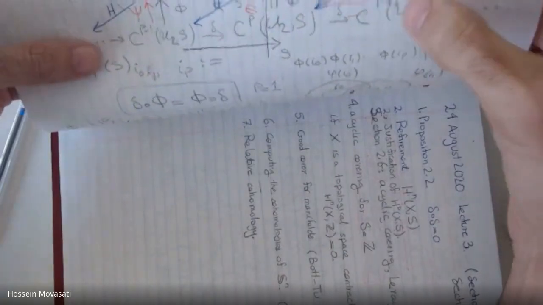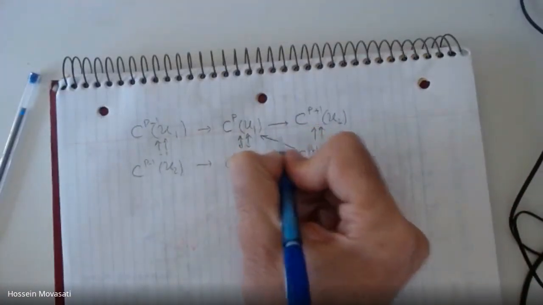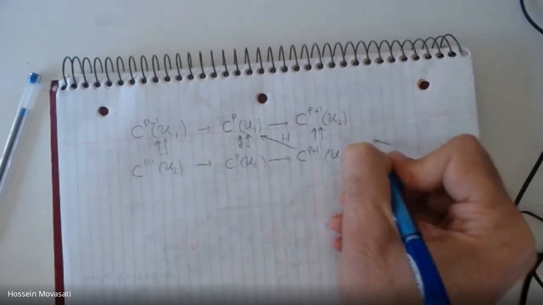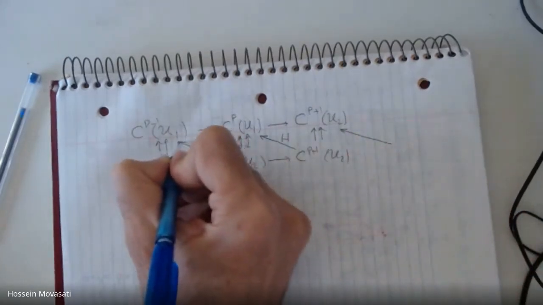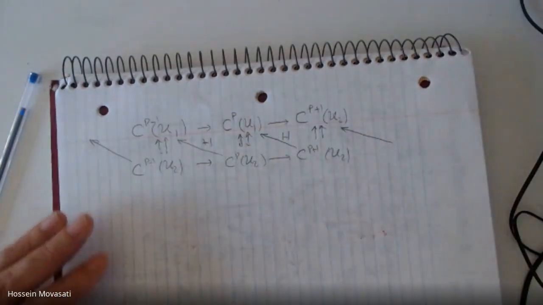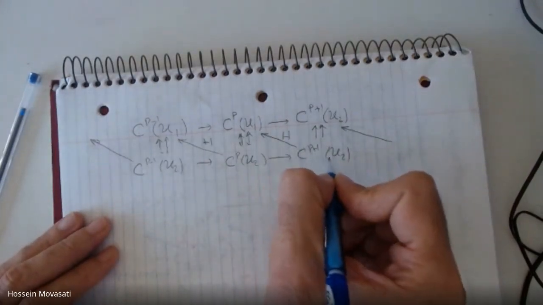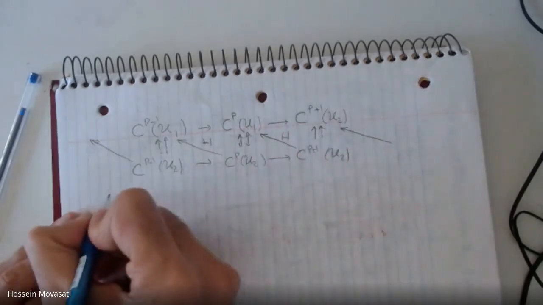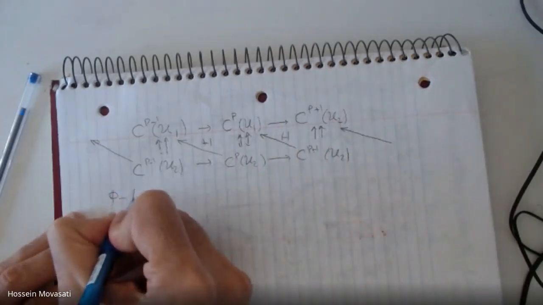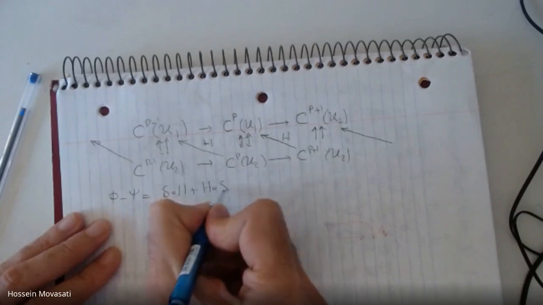And the one that I made wrong. Actually, it was C plus 1. So it was these maps, C plus 1 U2. These are the maps H that I needed. So I need a map, let's say from C plus 1 U2 to C P U1, such that at the end phi minus psi equals delta H plus H delta.